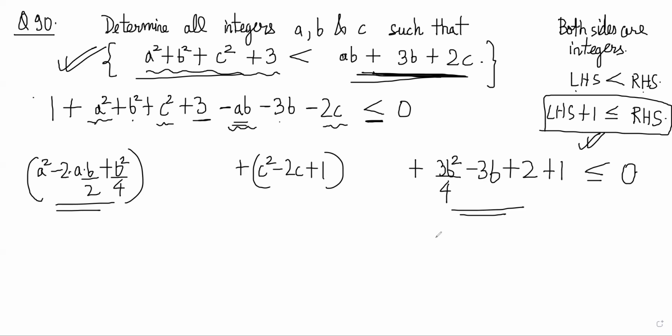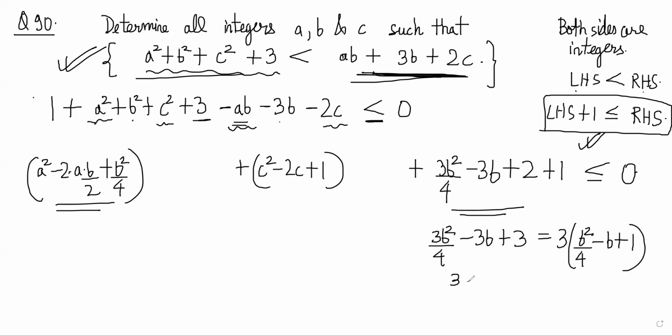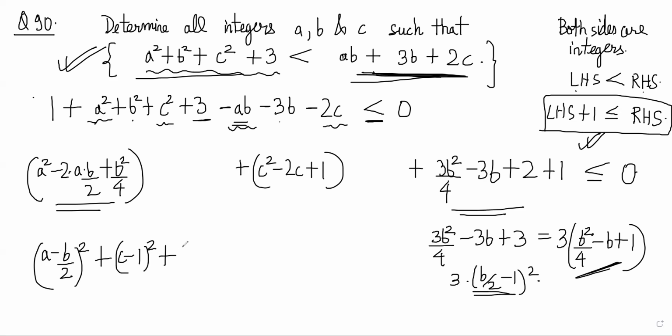And now it is much better because I can say 3b square by 4 minus 3b plus 3, and I will take 3 common. b square by 4 minus b plus 1, and this can be written as 3 times (b by 2 minus 1) whole square, right? b by 2 minus 1 whole square is a perfect square here, right? And now I can write the whole thing here, LHS, as (a minus b by 2) whole square plus (c minus 1) whole square plus 3 times (b by 2 minus 1) whole square less than or equal to 0.